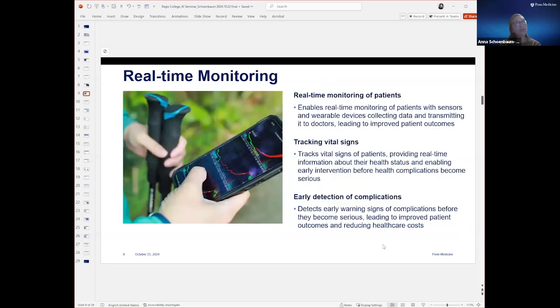So here, real-time monitoring of patients. People are wearing sensors or wearables in the home or walking around, and they help send messages to caregivers. We're able to also track vital signs of patients wherever they may be. That can enable early interventions, whether it's in the hospital or outside the hospital, before complications become serious. And then I think many of us have seen publications regarding early detection, such as sepsis, that we're looking at. If there are any early warning signs, that also notifies the care team.